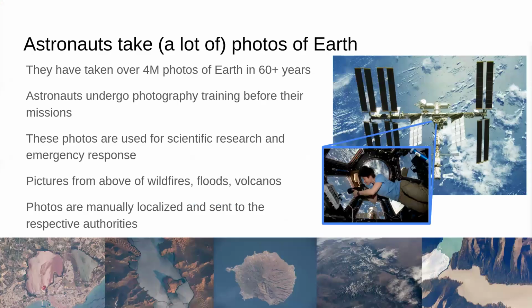An astronaut photo is a picture of Earth taken by a human in space, and as of today, we have more than 4 million of them. Astronauts undergo photography training to take pictures that are used for scientific research and disaster management. For example, they take photos of floods, wildfires, hurricanes, and volcanic eruptions. The big problem is that these photos need to be manually localized in order to be useful.